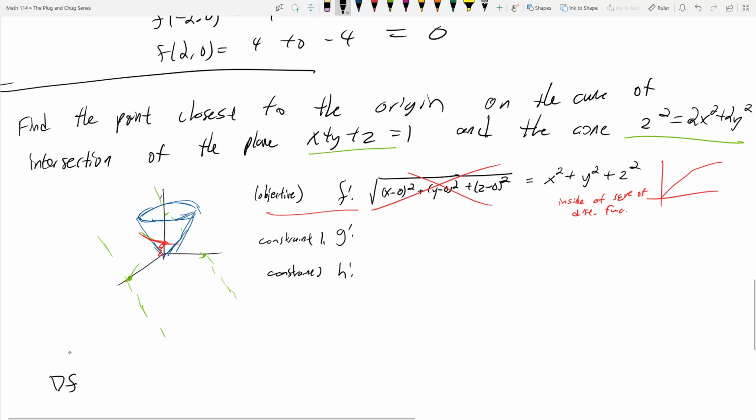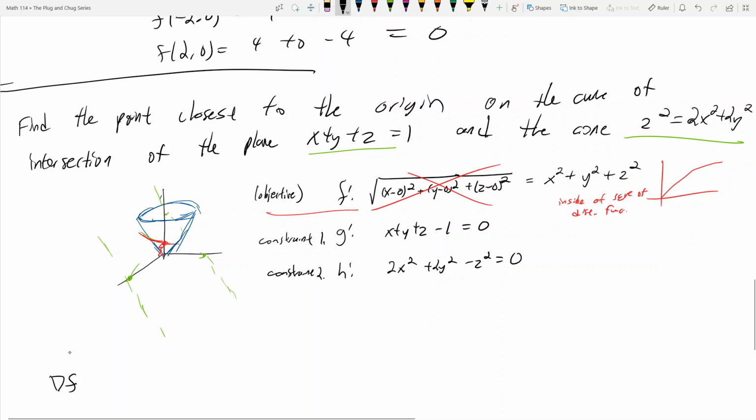So that's constraint number 1. This is constraint number 2. And what's the first constraint? Well, it's x plus y plus z equals 1, but let's move the 1 over, so now I've got x plus y plus z minus 1 equals 0. Okay, that's my first constraint. And what's my second constraint? The second constraint is the cone, and I'm going to say the cone has the equation 2x squared plus 2y squared minus z squared equals 0. I moved the z squared over to the right-hand side.